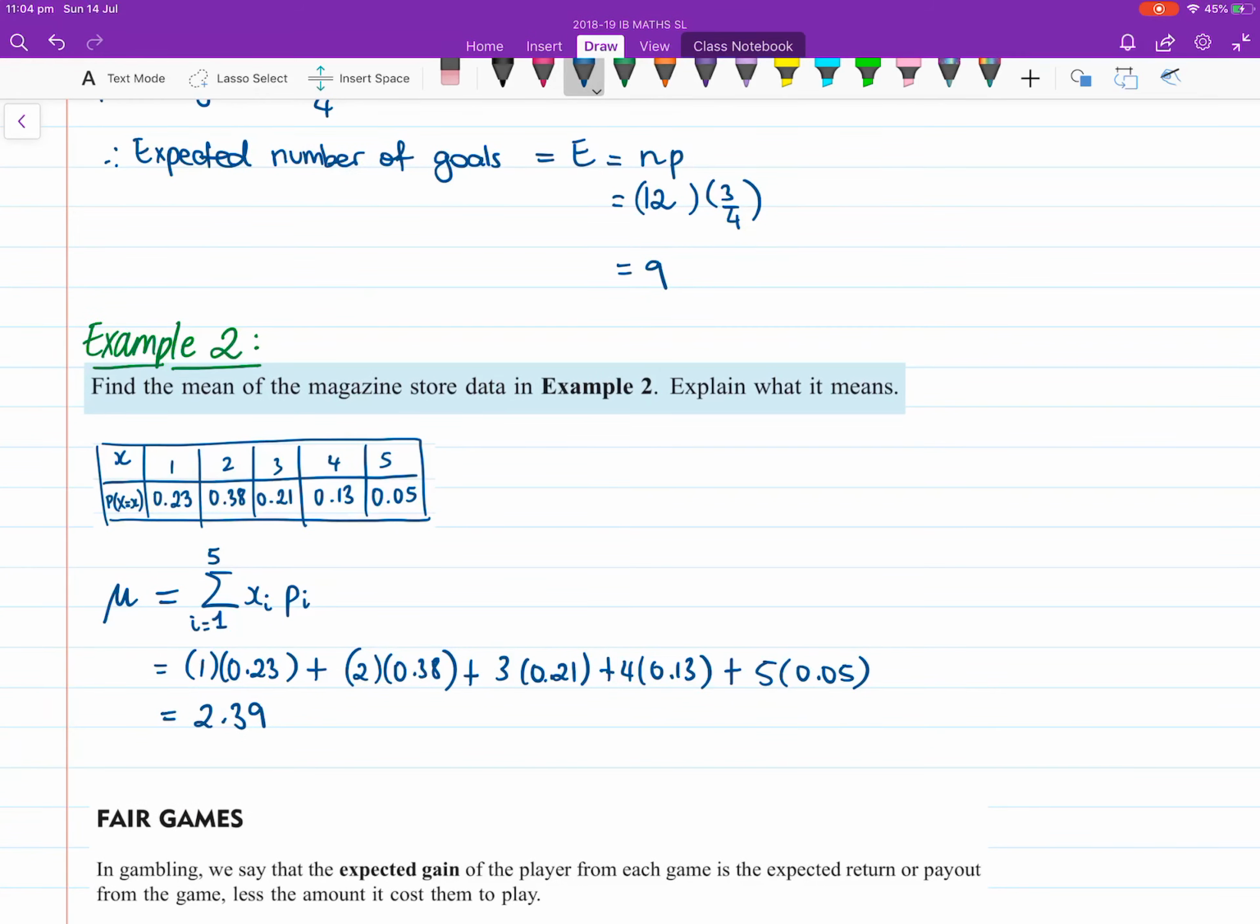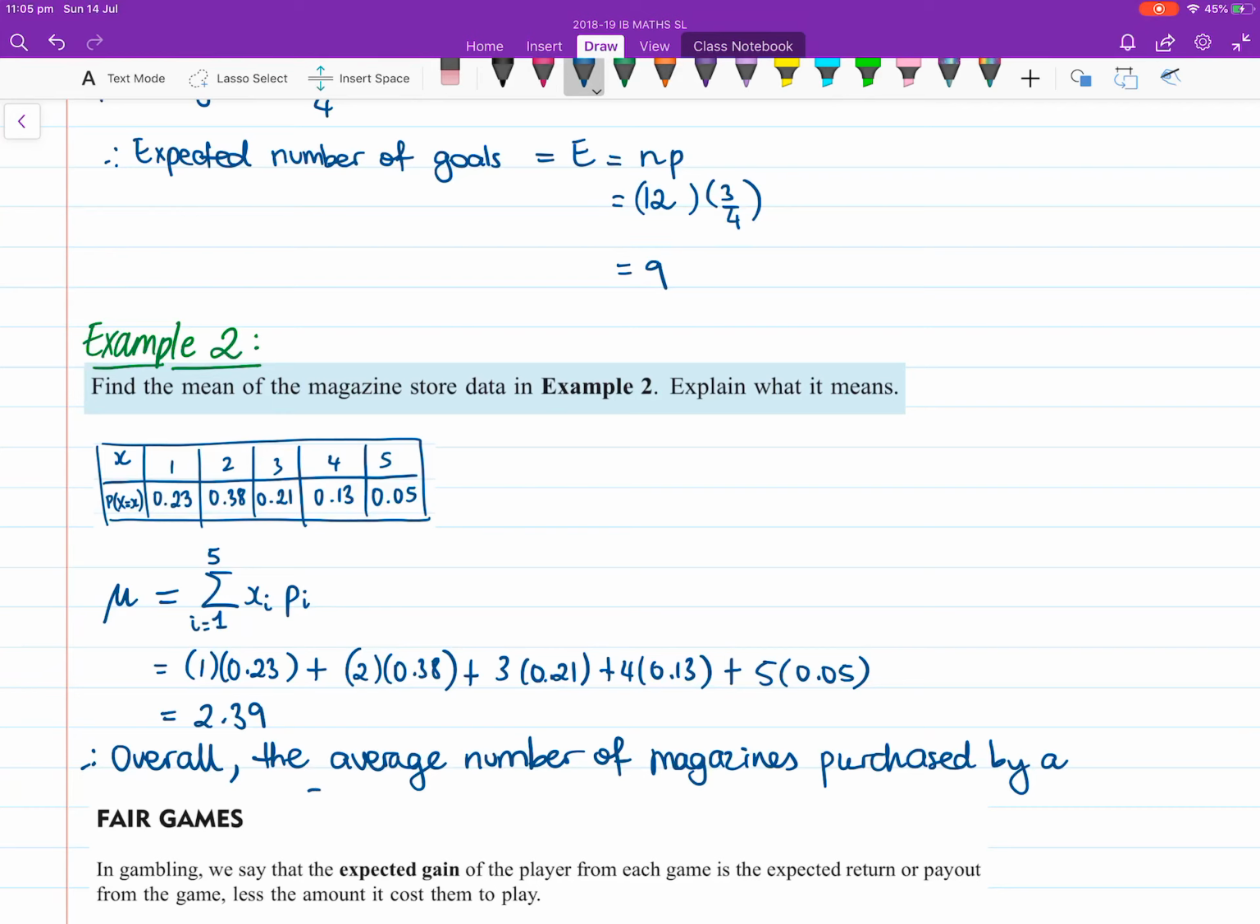So what it means is, overall, the average number of magazines being purchased per customer is roughly 2.39. So therefore, let me summarize for you guys. Therefore, overall, the average number of magazines purchased by a customer is 2.39.